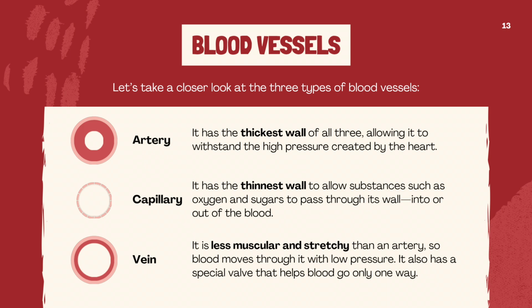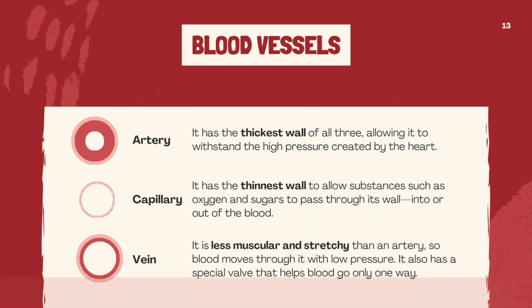Capillary. It has the thinnest wall to allow substances such as oxygen and sugars to pass through its wall, into or out of the blood. Vein. It is less muscular and stretchy than an artery, so blood moves through it with low pressure. It also has a special valve that helps blood go only one way.